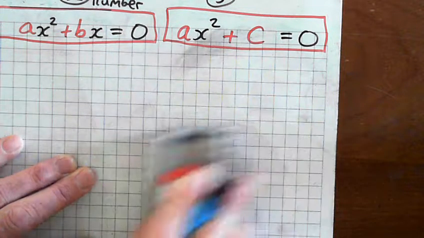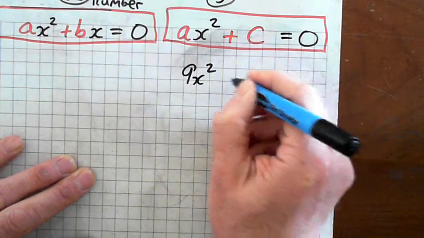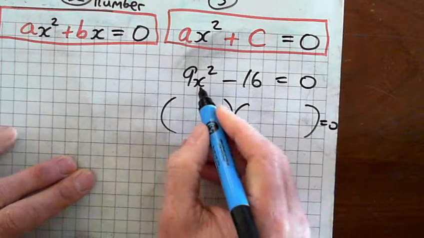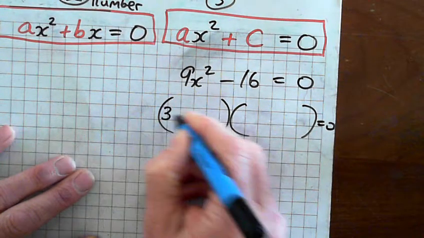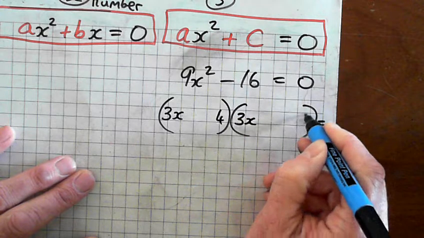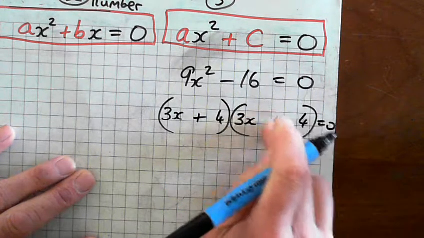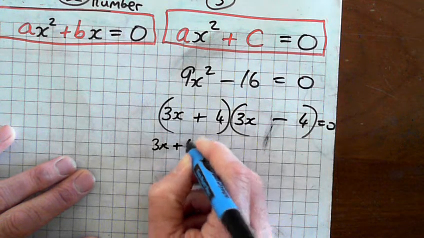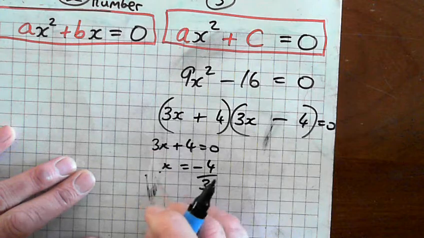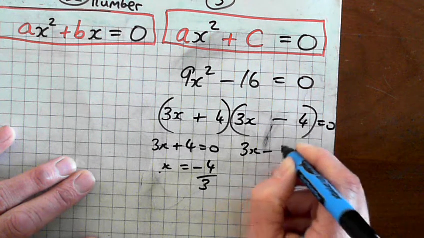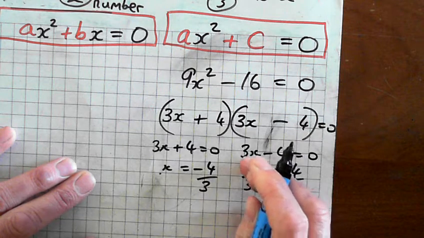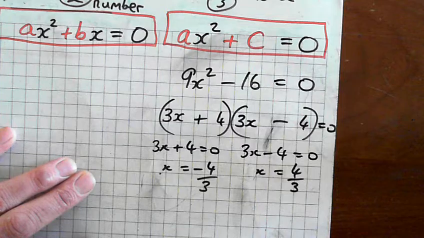Alright, another one like that. 9x squared minus 16. See, it has an x squared and it has a minus square number. First of all, with the 9, how do we get 9? How do we get x squared? How do we get a 16? Minus. Next line is 3x plus 4 is equal to 0. 3x is equal to minus 4. Divide both sides by 3. 3 divided by 3 is 1. 3x minus 4 is equal to 0. 3x is equal to 4. Divide both sides by 3. 3 divided by 3 is 1. It's not difficult.